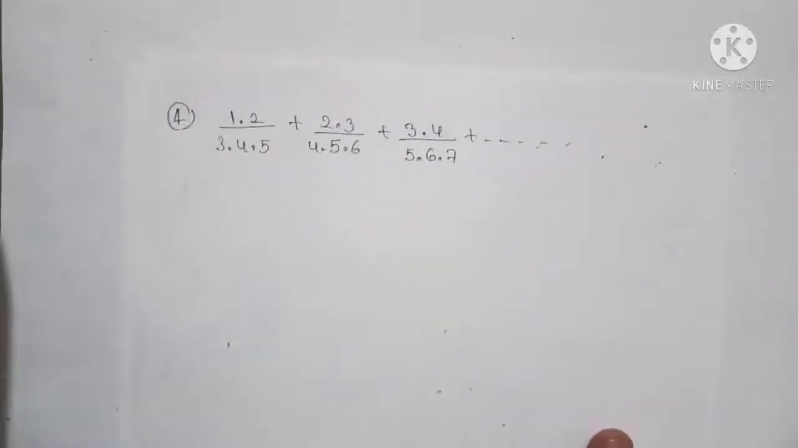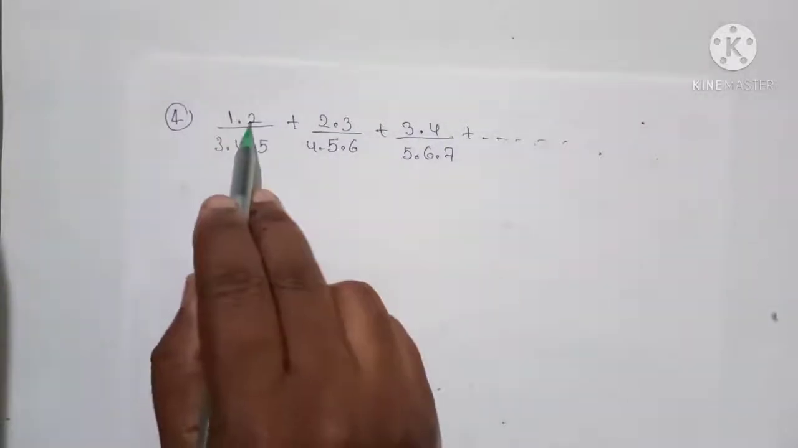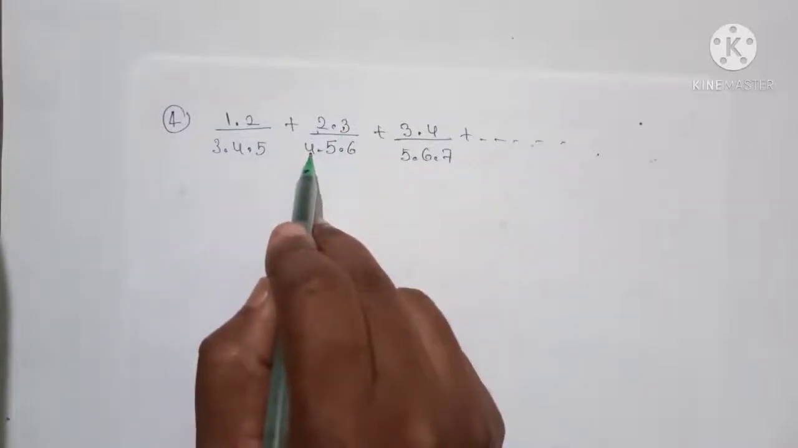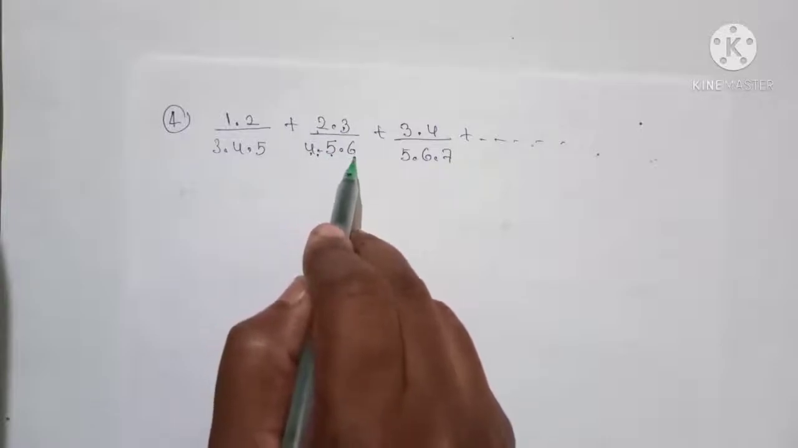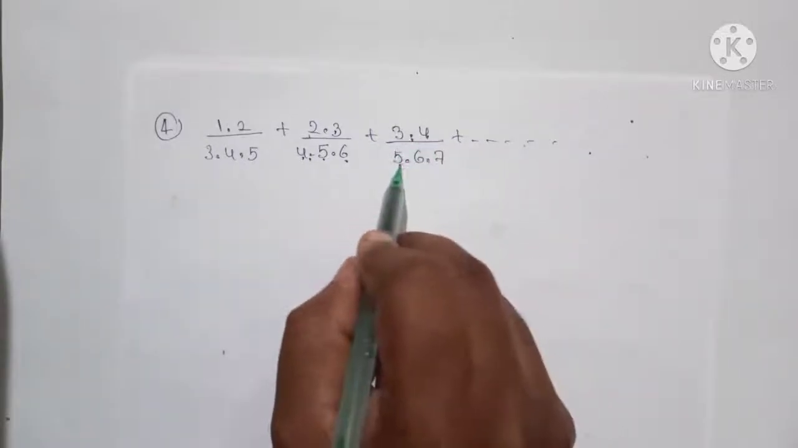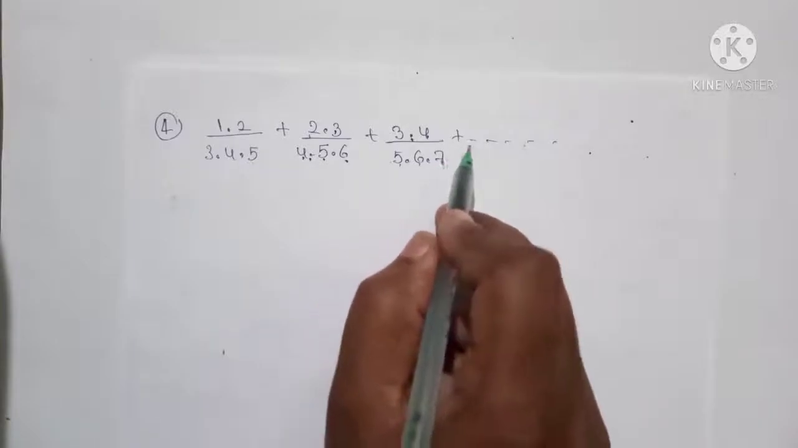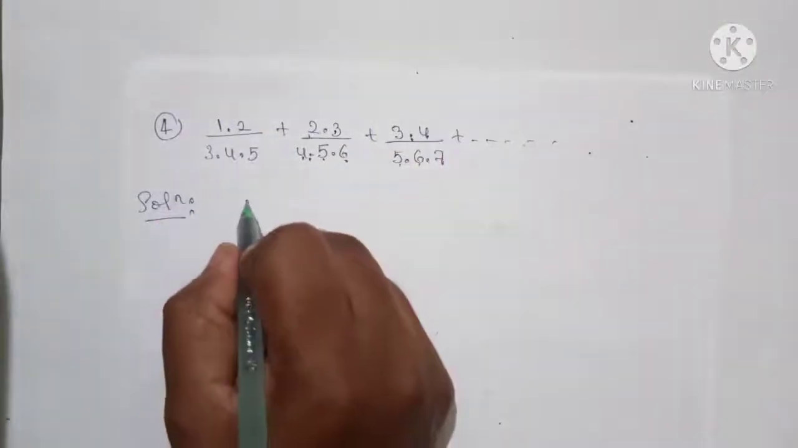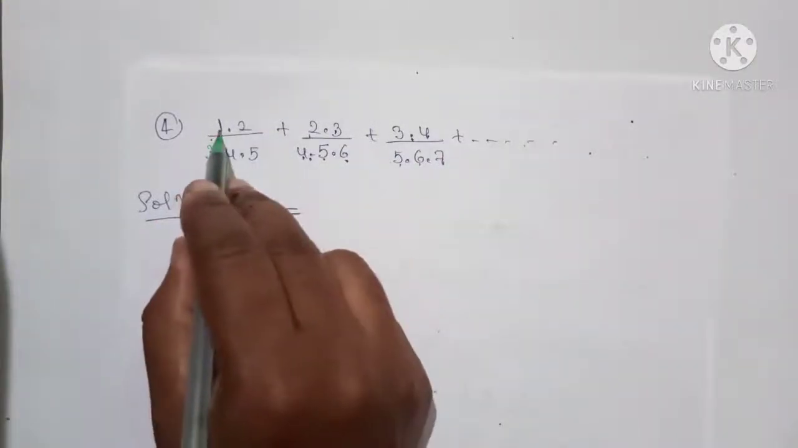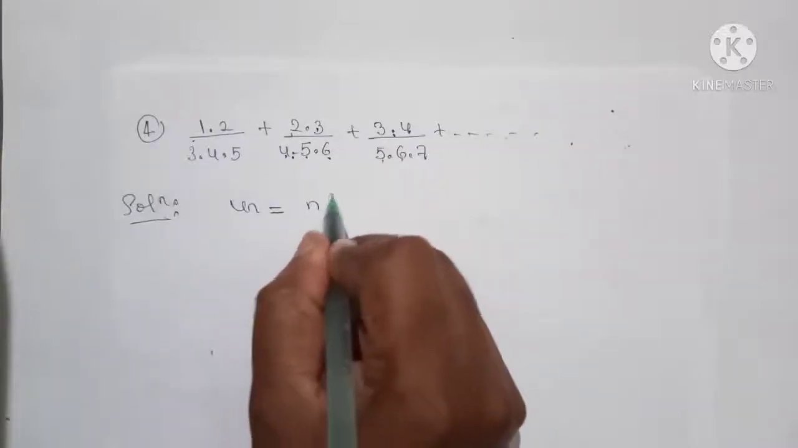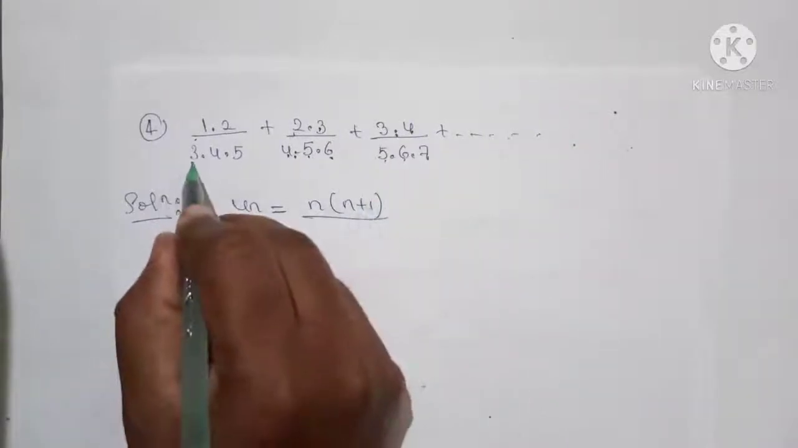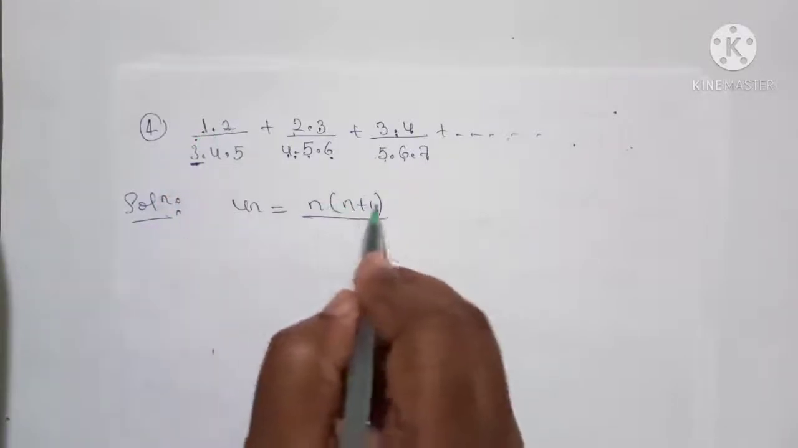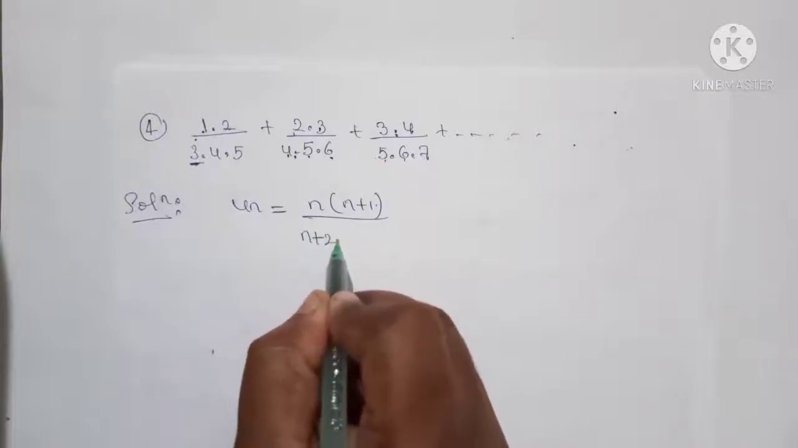Next, fourth problem. 1 into 2 divided by 3 into 4 into 5 plus 2 into 3 divided by 4 into 5 into 6 plus 3 into 4 divided by 5 into 6 into 7 and so on. So solution: here also these are counting numbers. Un is easy. Un is equal to, you can write easily, 1 into 2 means n into n plus 1 divided by, so it starts with 3. So here n is equal to 1, 2 means n plus 1, 3 means n plus 2, 1 plus 2.